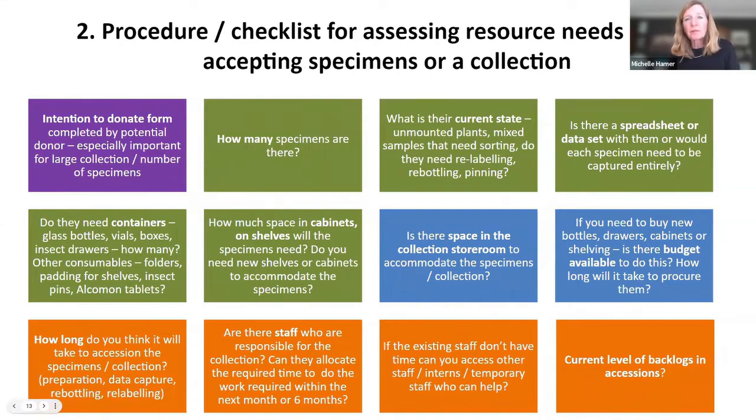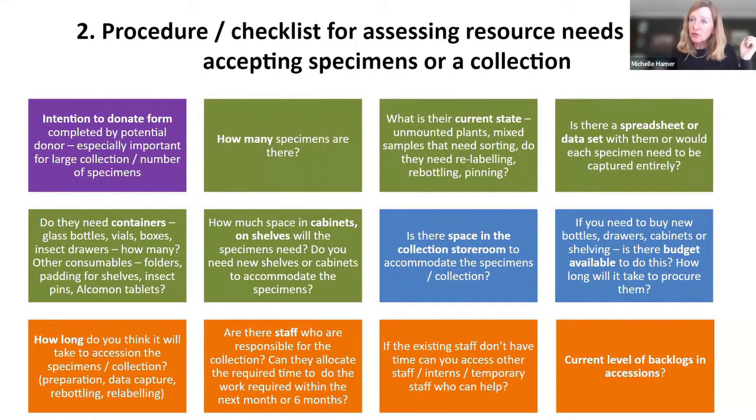The second policy point was about having enough resources. So can you actually look after this material if you accept it? You need some kind of a checklist or some way of documenting how you made that decision. It's not good enough to just stand there and write on your hand and then go and wash it off. It needs to be written down. So a lot of institutions do have something called an intention to donate form. Before somebody donates, you ask them to fill in a form, and that gives you an idea of what's there.